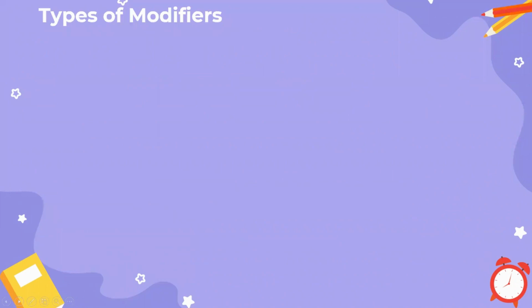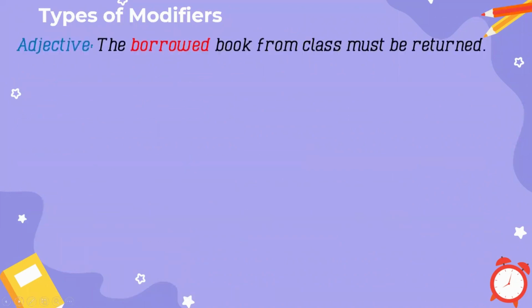Now, types of modifiers. I want you to compare the one-word adjective, or the clausal adjective or phrasal adjective. Now here, the borrowed book from class must be returned. As we all know, borrowed here is an adjective modifying the subject book.